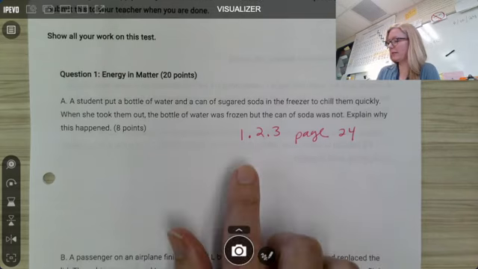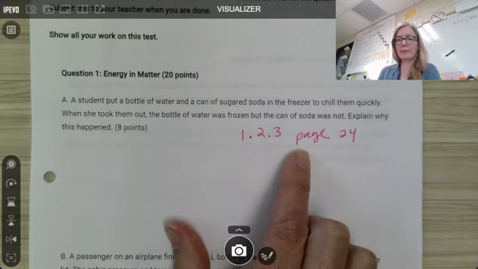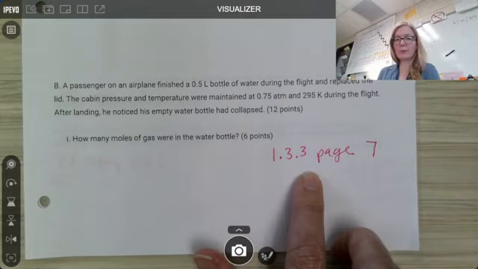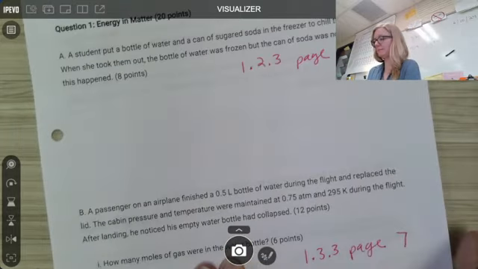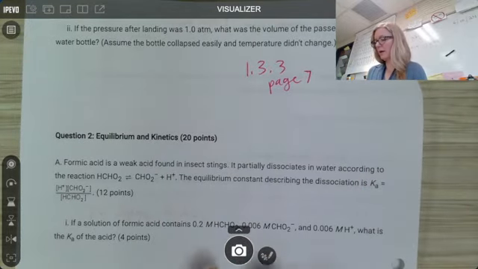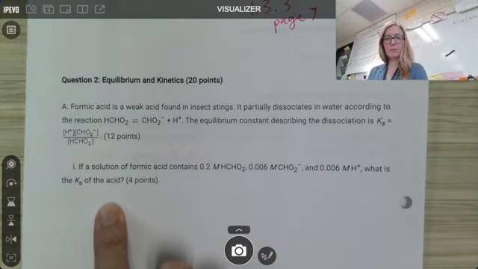So question 1A is in 1.2.3, page 24. 1B, part 1 is in 1.3.3, page 7. And the second part of that is also in 1.3.3, page 7. For A, part 1, all you need to do is plug in these values into the formula right here. Okay, so this is the formula for Ka, so plug in those values to calculate the answer.